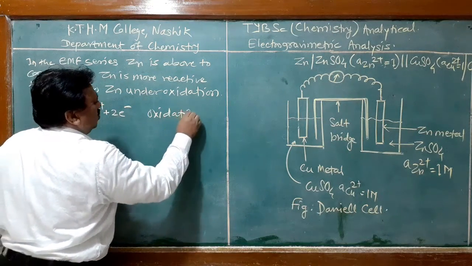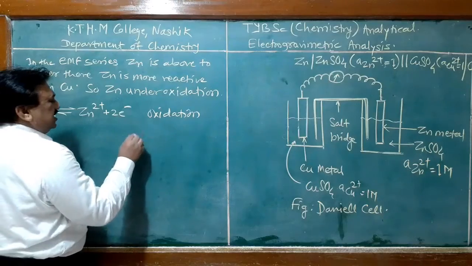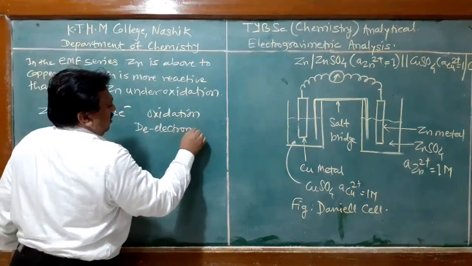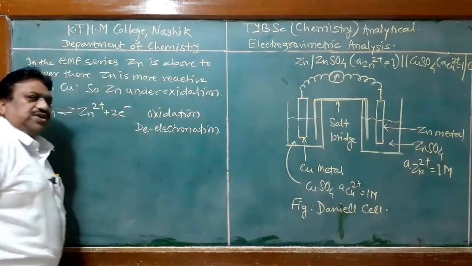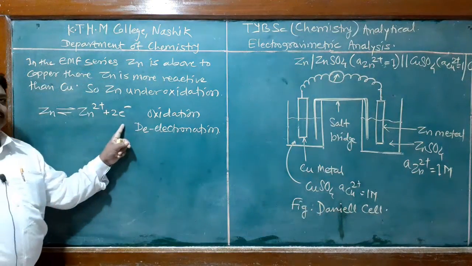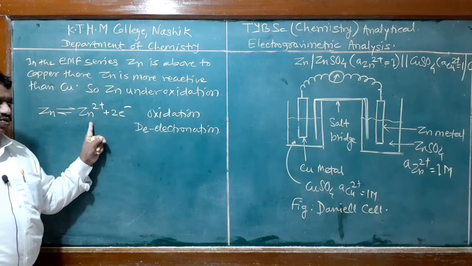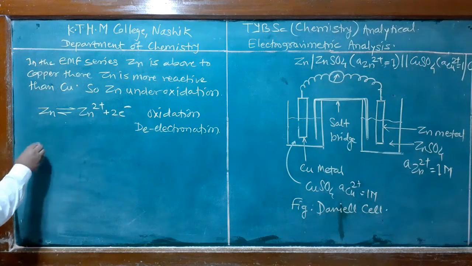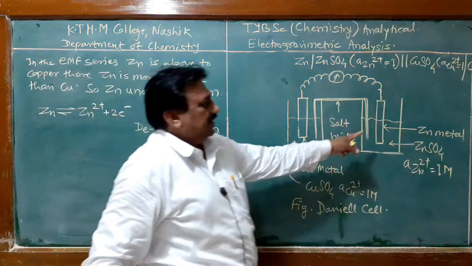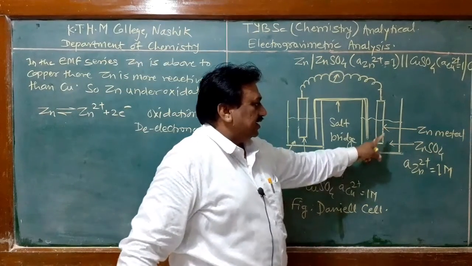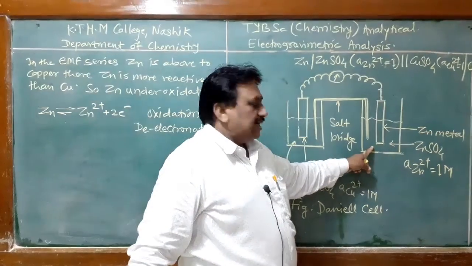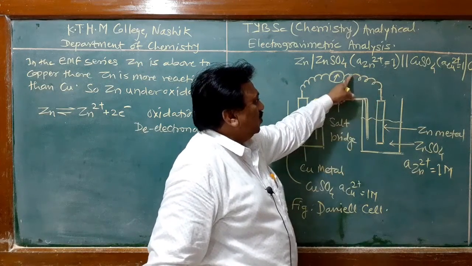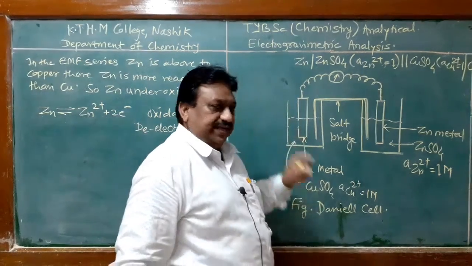In this process, electrons are released, and this process is called de-electronation. Oxidation is de-electronation, in which electrons are released, and that electron release is because of the oxidation process. Now similarly, when this zinc metal undergoes oxidation, it is converted into zinc ion. Ions are given to the solution, and electrons thus liberated are given to the copper electrode through this external circuit.